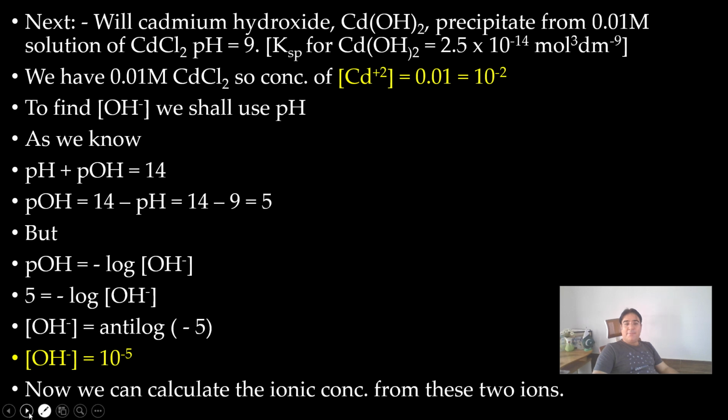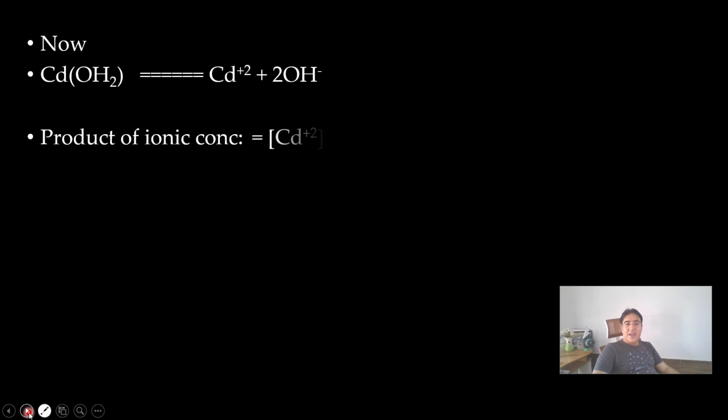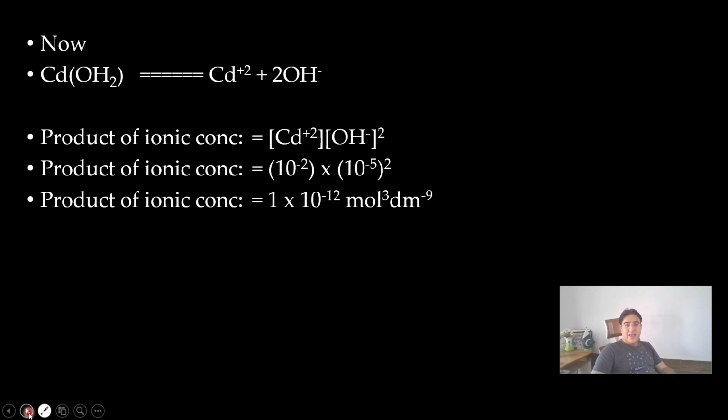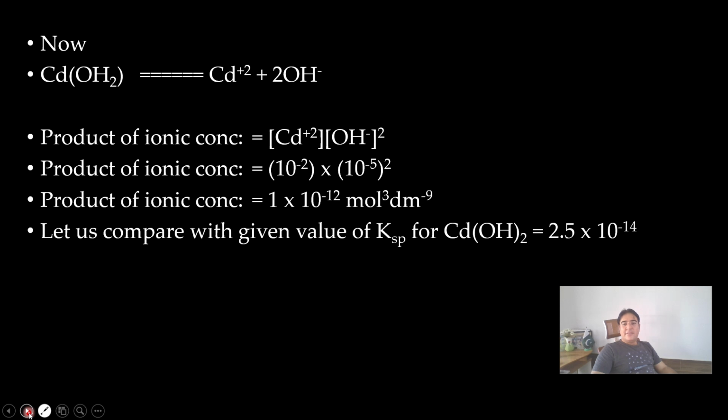Okay, multiply these ionic concentrations. Once you multiply the ionic concentrations, keep in mind the salt should be seen. Cadmium 2 plus is 1 ion, then 2 OH minus, so the OH power will be 2. Just square that value, multiply it into this, and the answer is this. You can see very clearly the product of ionic concentration is much higher. 10 power minus 12 is much bigger than minus 14.